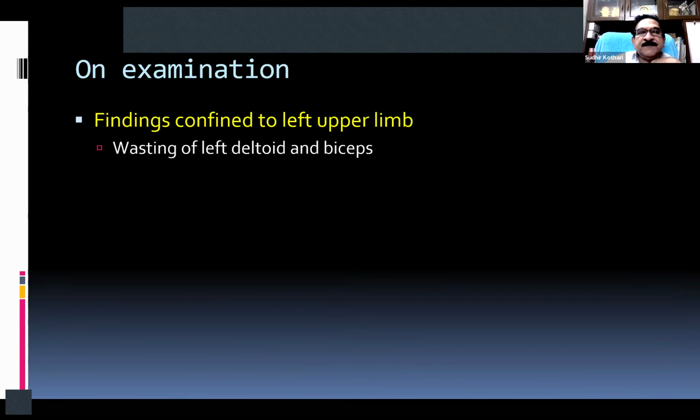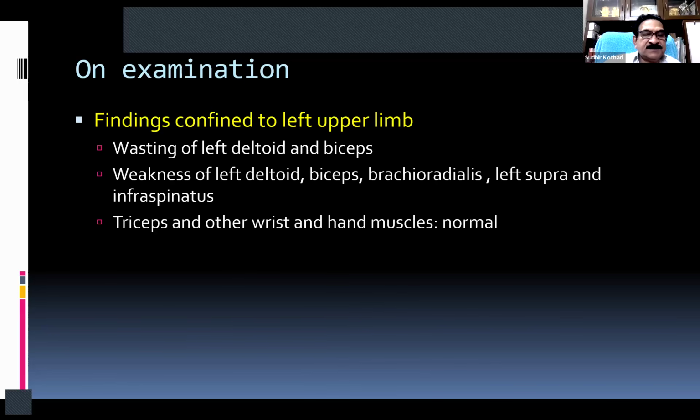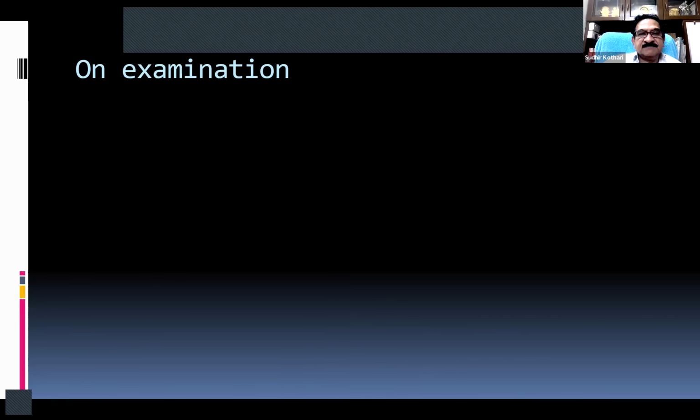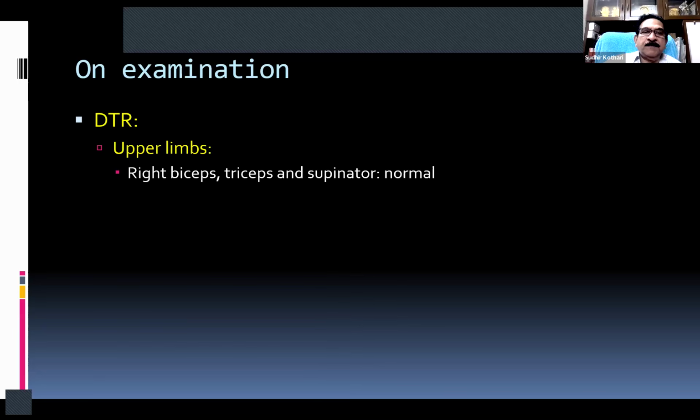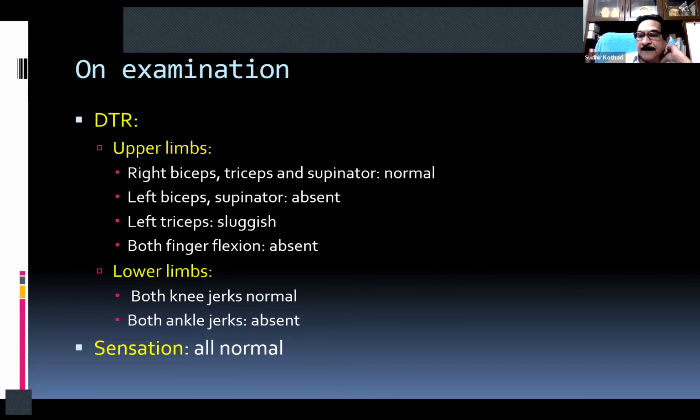So the findings are confined to the left upper limb: wasting of the left deltoid and biceps. Weakness of left deltoid, biceps, brachioradialis, left supraspinatus and infraspinatus. Triceps and other wrist and hand muscles normal. Normal shoulder elevation, trapezius, serratus anterior. DTR upper limb: right triceps supinator just elicitable. Left biceps supinator absent. Left triceps sluggish. Both ankle jerks absent. Lower limb knee jerks normal. Sensation: no decreased sensation in the left upper limb.